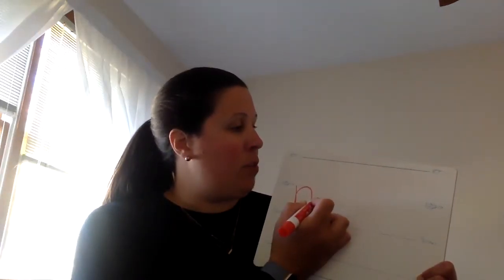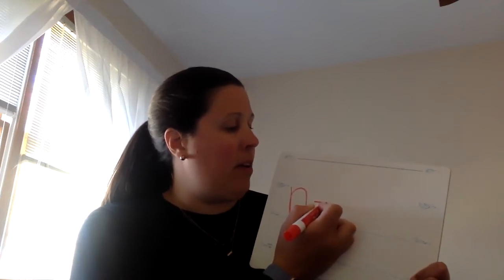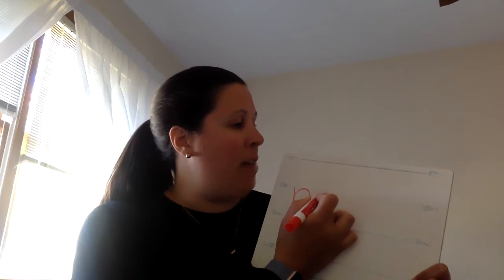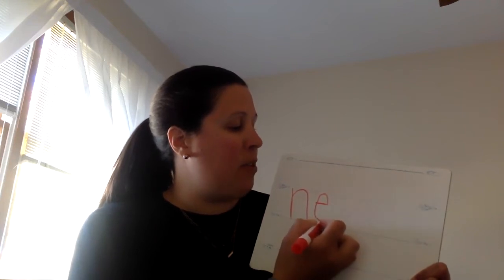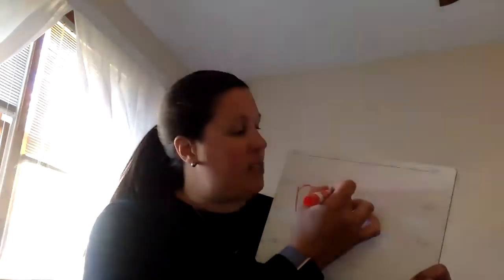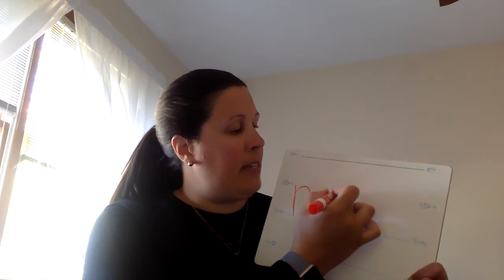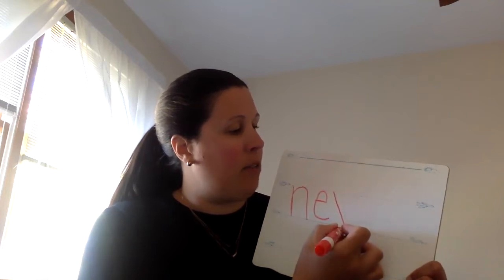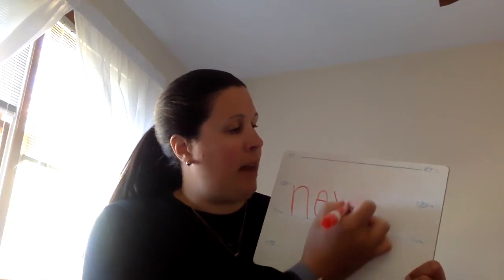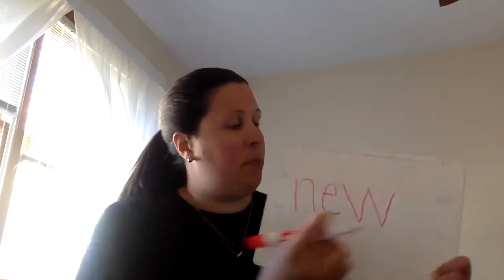E, we start just below the plain line. We fly out, straight out, fly up, around, touch the plain line, come back down to the grass line, give it a little hook on the bottom. Last letter in the word new is a W. It's a plain line, slanty letter, so we plain line down to the grass line, back up to the plain line, down to the grass line, back up to the plain line.